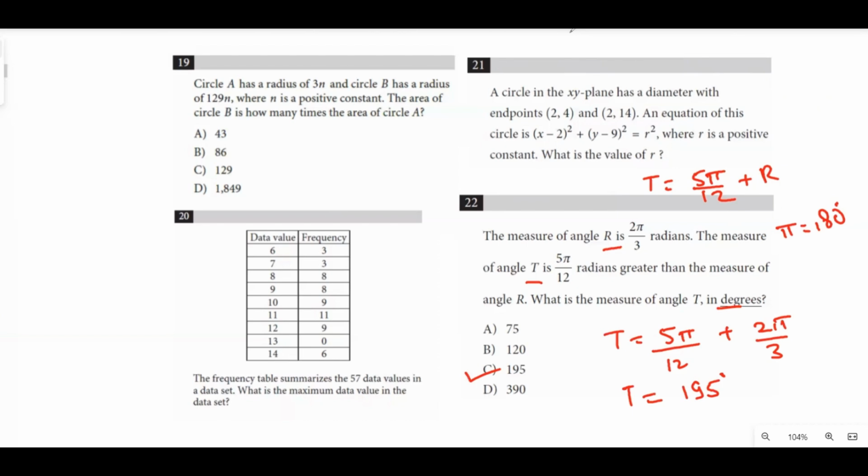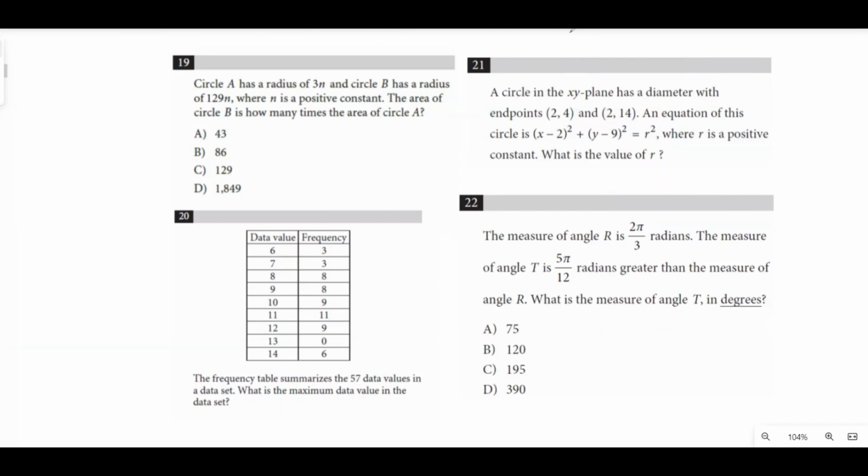Look at the solution. We talk about question number 19. Correct answer is option number D. Question number 20, answer is 14. Question number 21, answer is 5 unit. Question number 22, answer is option number C, 195 degree. I hope all the 4 questions are clear to all of you. Now we can move forward.